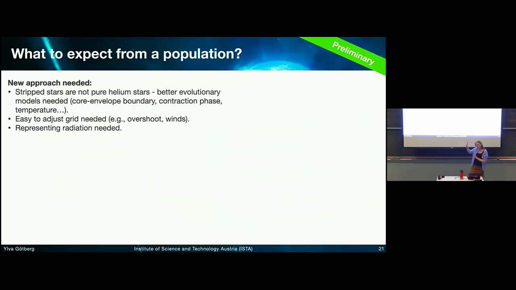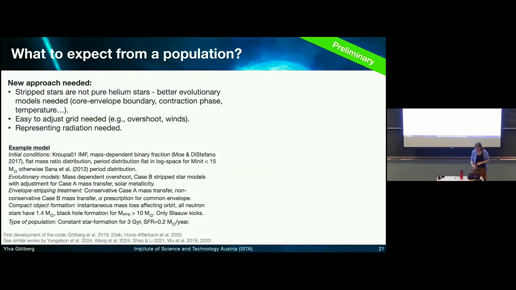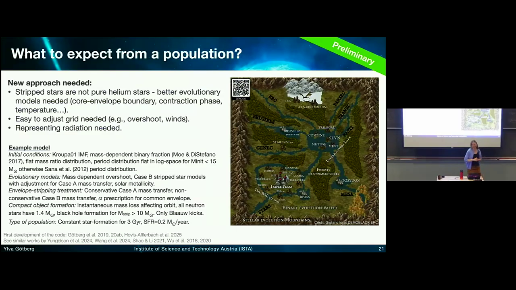I felt a need for a new population model because I felt the models that we had could not be sufficiently flexible in changing the evolutionary models. And also, we want to represent strip stars with binary evolution models rather than pure helium star models. So I'm not going to go through the initial conditions. I think this one is a much better diagram. Beautiful graphics here from Giuliano.